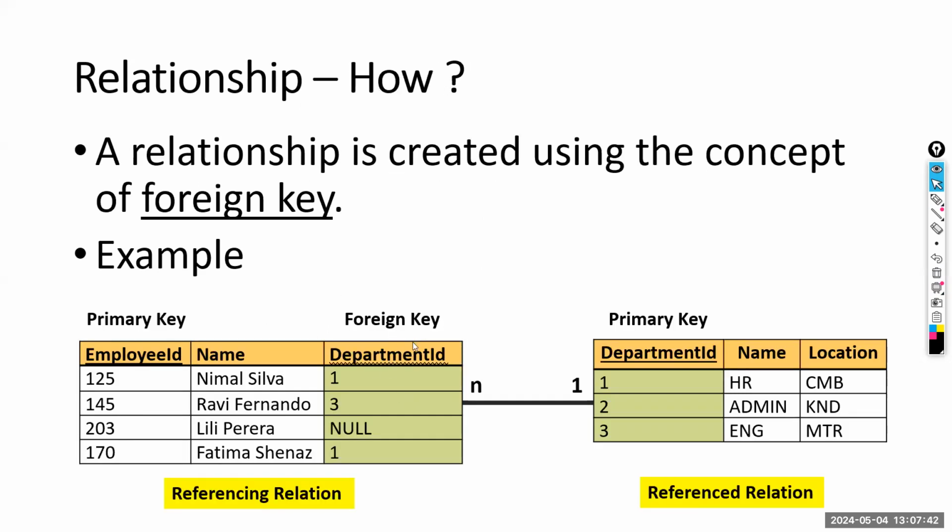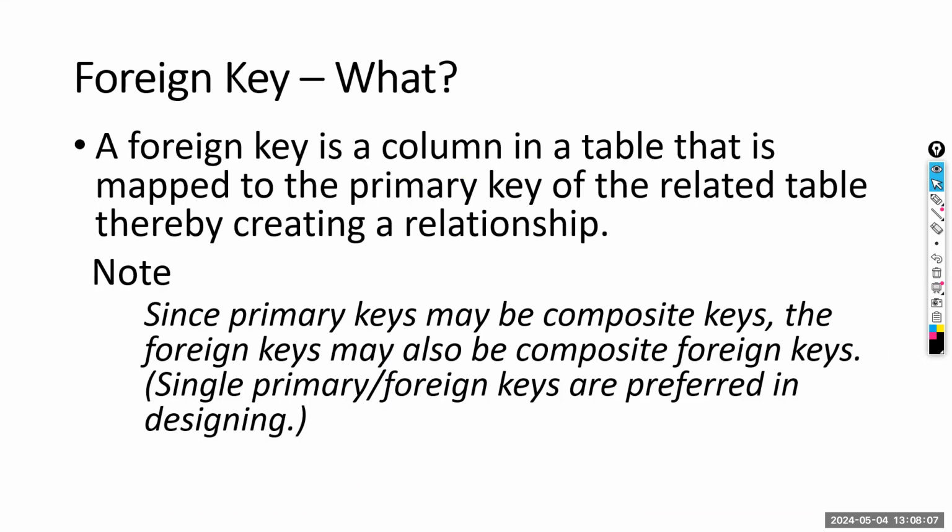For example, department ID is a foreign key because it's a field in a table which is mapped to the primary key of maybe the department table. So in the employee table, it's a foreign key. In relational databases, your relational field is always mapped to the primary key, not to any other field. Okay.